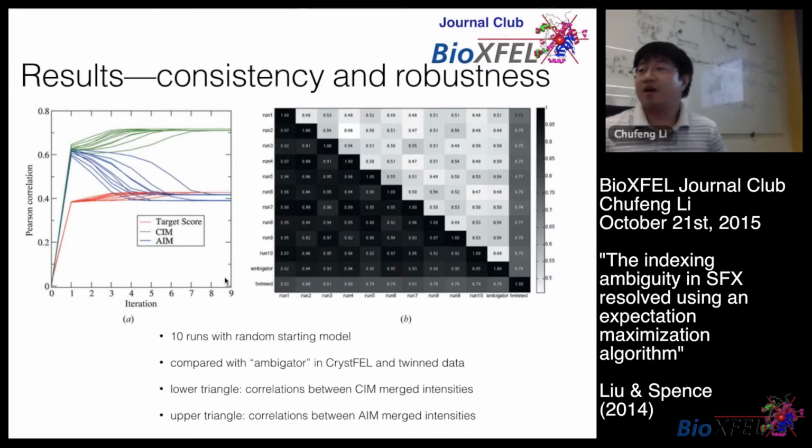Because the EM algorithm is a randomized algorithm, right? It starts from a random model. So we need to test the robustness and the consistency of this algorithm. How to do that? The author just conducted 10 runs with a different random starting model. And you can see that after just several iterations, all these runs converge to the same correlation for both CIM mode and AIM mode.